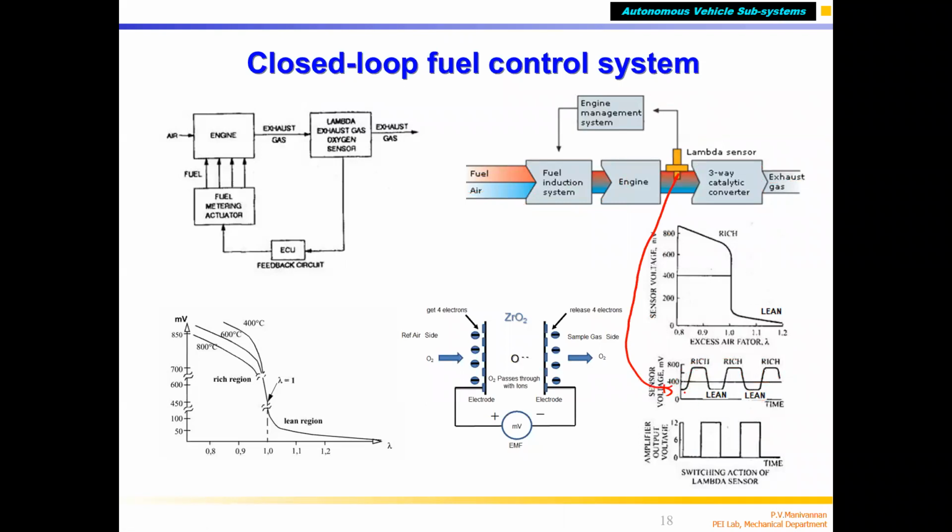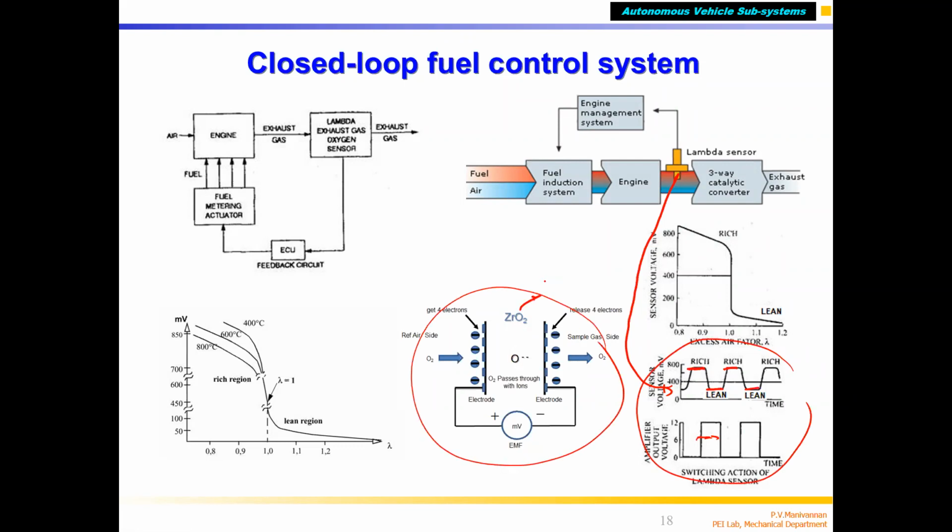EGO sensor signal: you can see that for some duration it is rich, then again the engine becomes lean. Next cycle, again rich, next cycle lean. How is it made? By varying the injection pulse width. The ECU does this. This is called closed loop control. So this is how the exhaust gas oxygen sensor works.